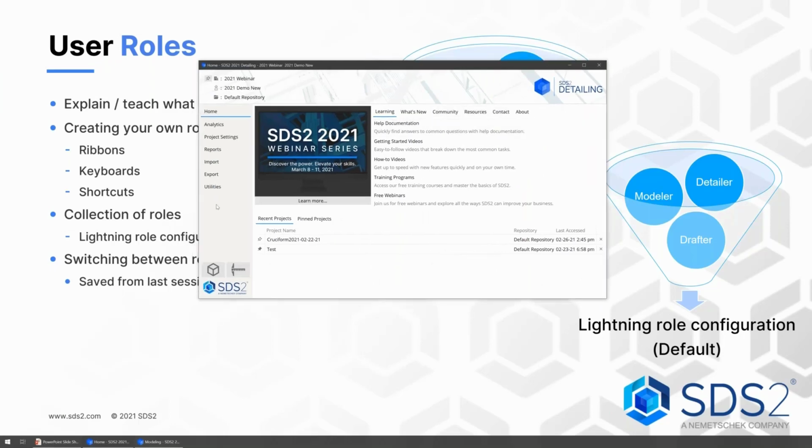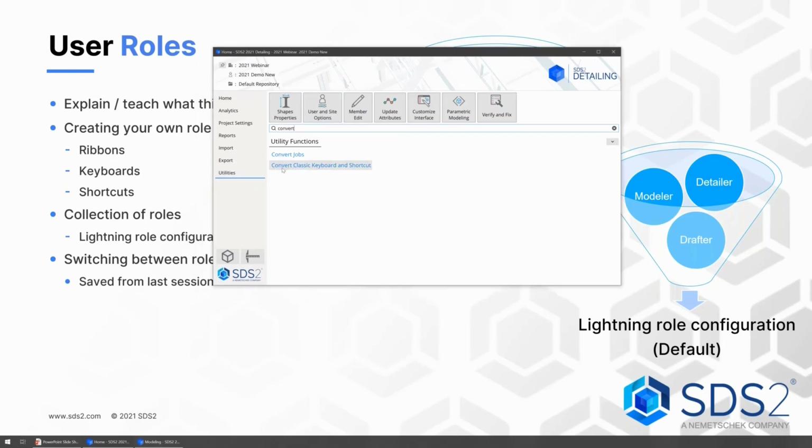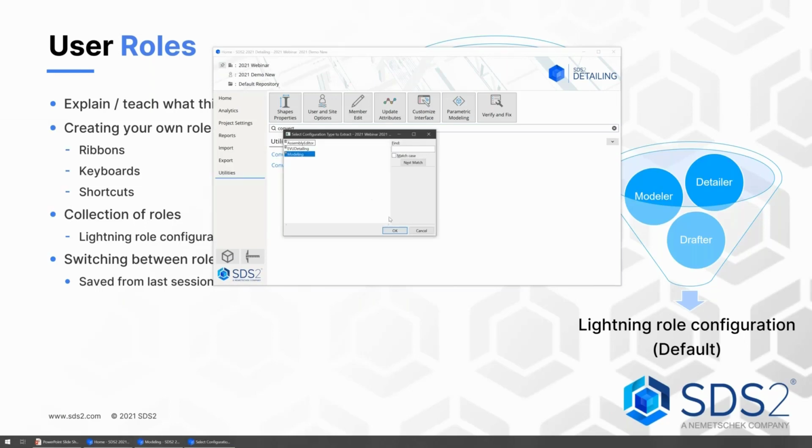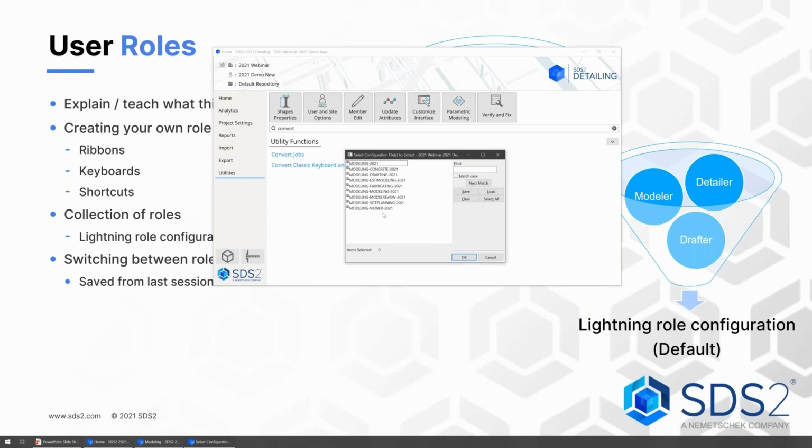So let's start with the creation of a new role from 2020, right? This was already covered in our previous webinar, but I'm just going to go over it again. Start by typing convert in your utilities screen in the tab on the home screen. We now have a new option called convert classic keyboard and shortcuts. What this does is allow us to extract from your older toolbar configuration your keyboards and your shortcuts. So these are probably familiar to you. They are the names of our old toolbar configuration.